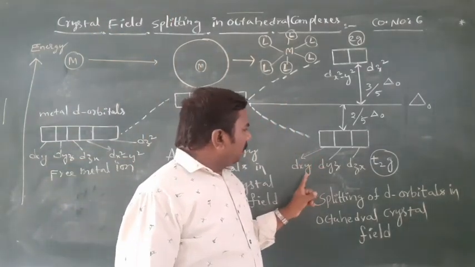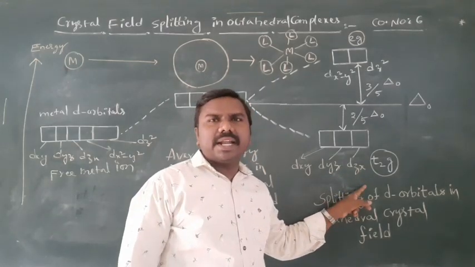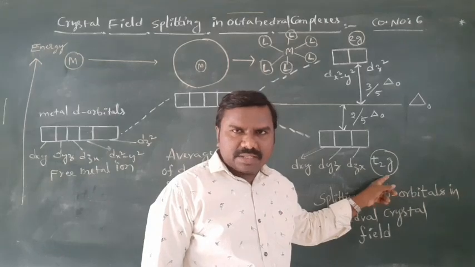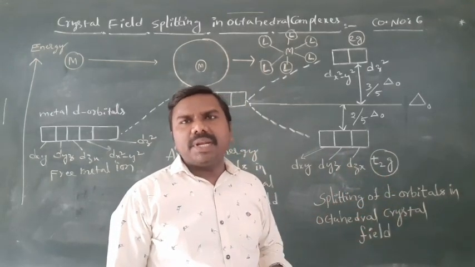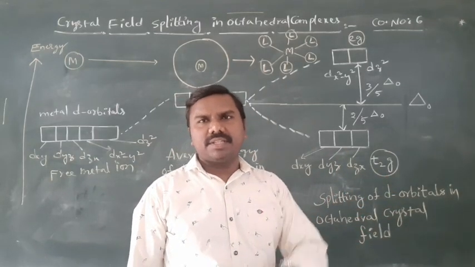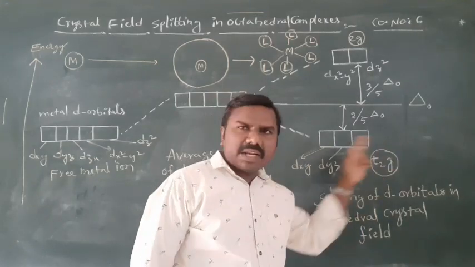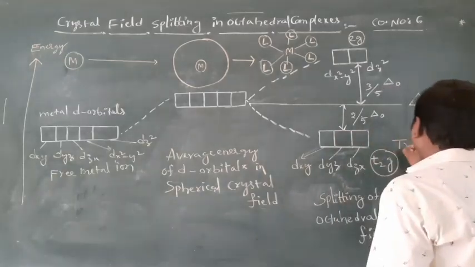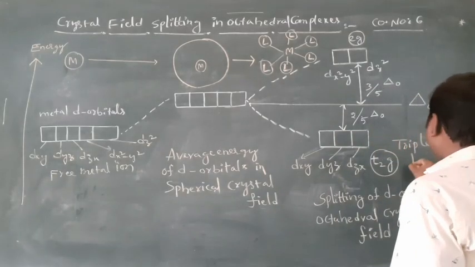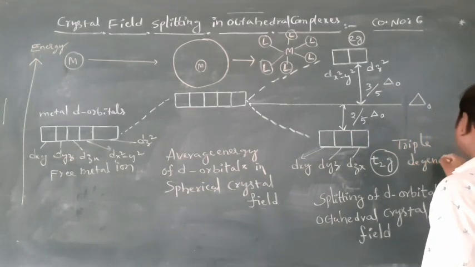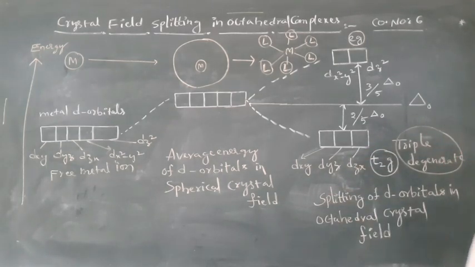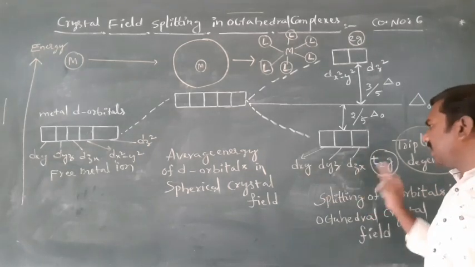Now, dxy, dyz, dzx in the lower energy are indicated as T2g. Triple degenerate orbitals: 3 are in the same energy level. That's why these are called triple degenerate orbitals. T2g: dxy, dyz, dzx.